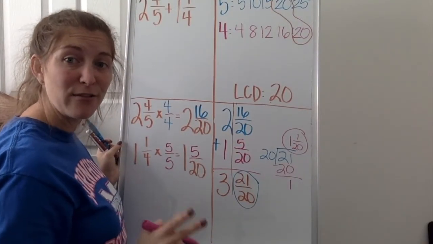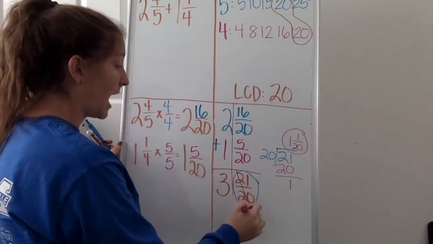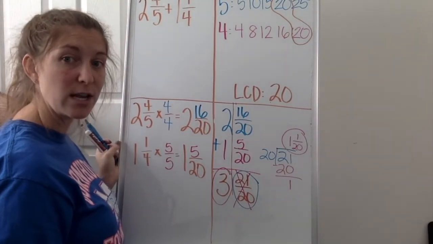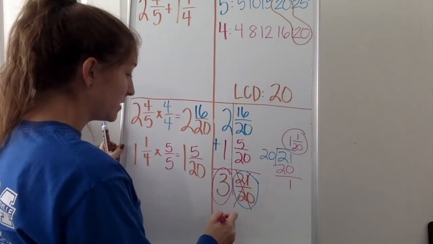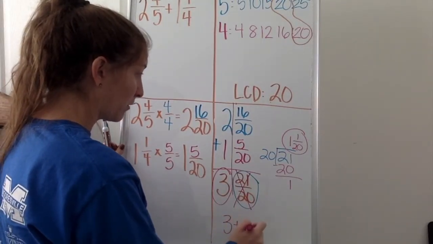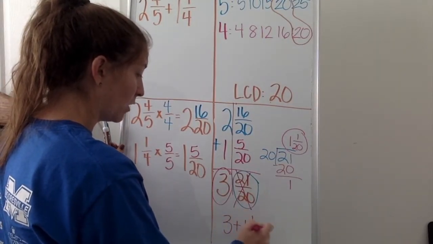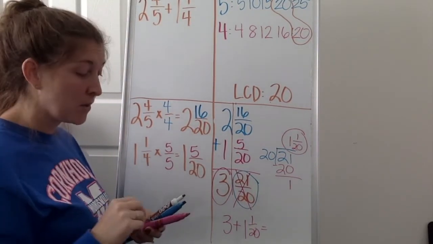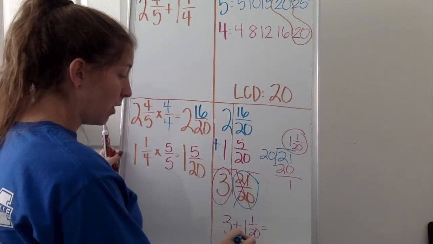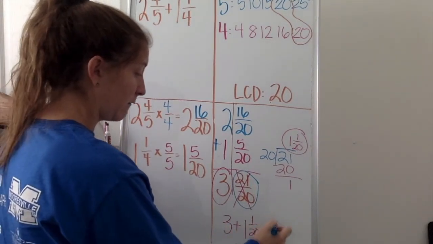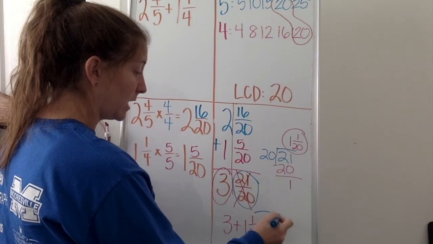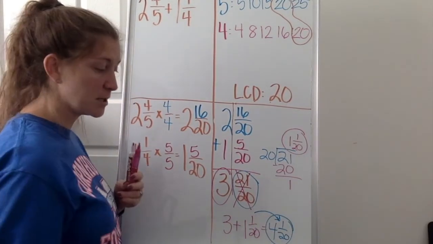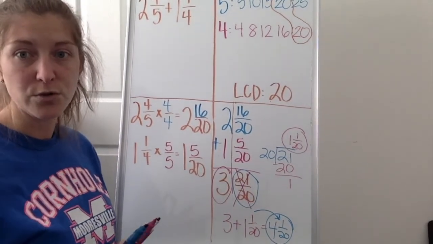But that's not my final answer, because I cannot forget about the 3 that I have right here. So my final answer is going to be found by adding 3 plus 1 1/20, which we've already talked about earlier this year. We talked about adding your two whole numbers, 3 plus 1, and getting 4, and then just moving that fraction over. So for my final answer here to this problem, I have 4 1/20.